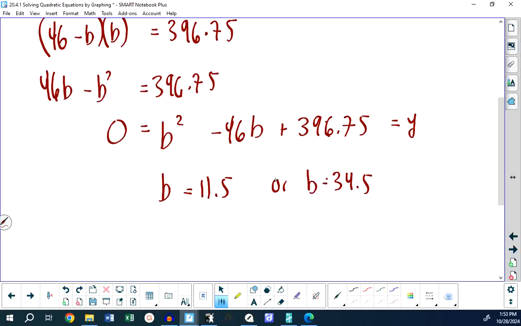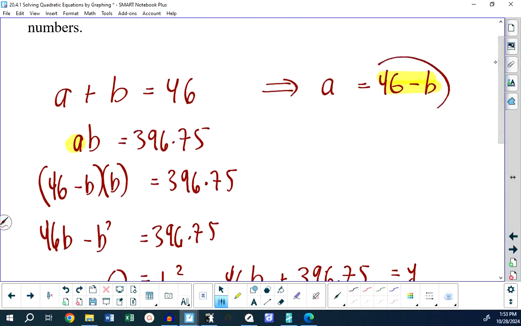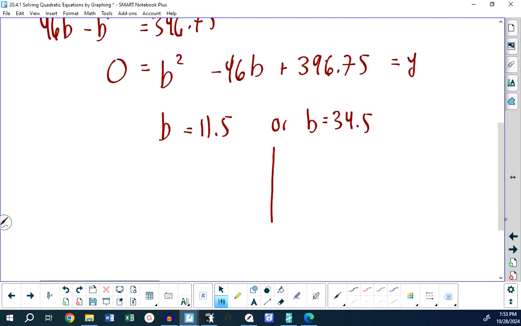I want to make something really clear, and this is subtle. These are not the two numbers. This is only B. I mean, it might be that they turn out to be the two numbers, but this is only B. B is this or B is that. What is A? Well, A is 46 minus B. So if B is 11.5, you have to take 46 minus 11.5. Now, what do you get? Well, you happen to get 34.5, okay? You happen to get that.